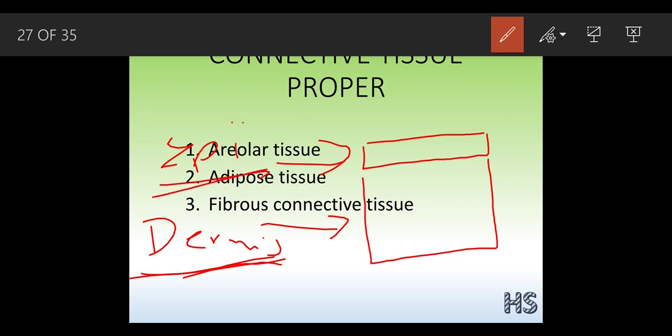What is the function? It helps to make your skin elastic, and it also helps to withstand pulling strain. As our skin is quite elastic, it also protects from mechanical damage, because this skin is very elastic and it gives flexible support to our body at the same time.